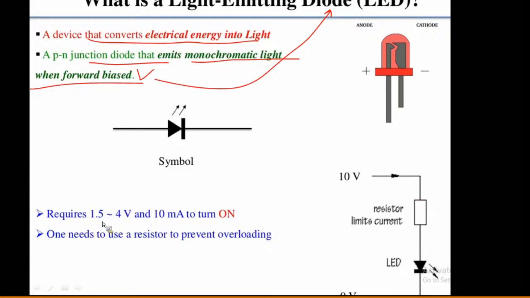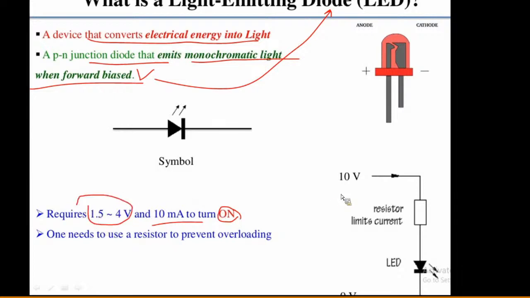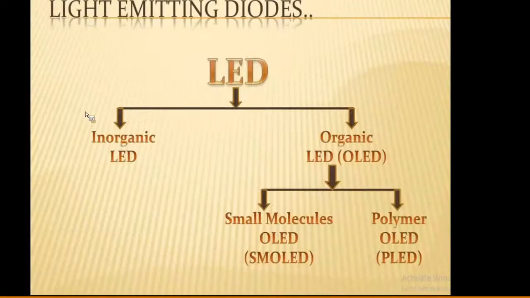It generally requires 1.5 to 4 volts and 10 milliamps to turn on. The voltage required to turn on the LED is very small. But if you apply 10 volts, a larger voltage, without putting any resistance in series, ultimately the LED is going to be damaged. So one needs to use a resistor to prevent overloading. It must be connected in series with your LED. This is the basic concept.